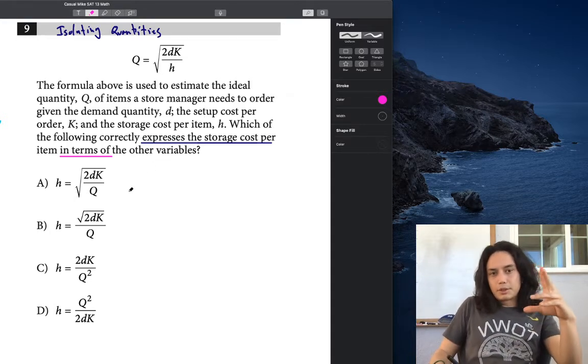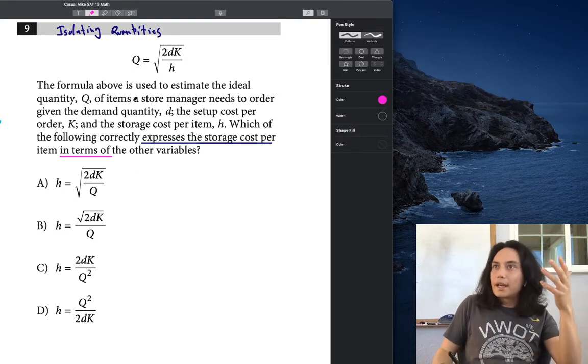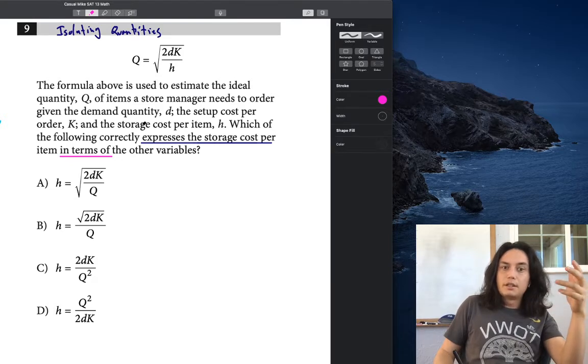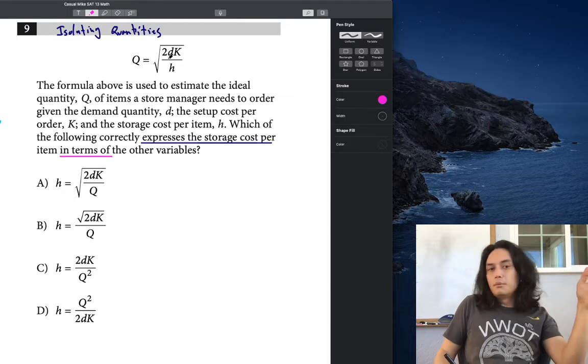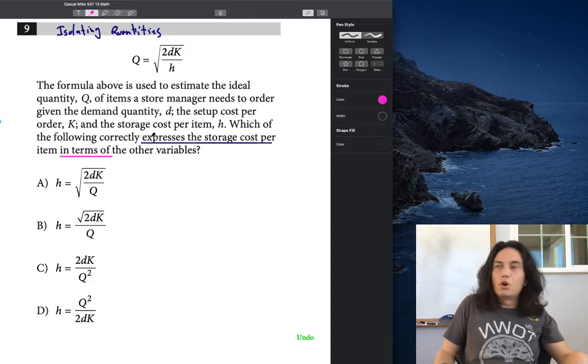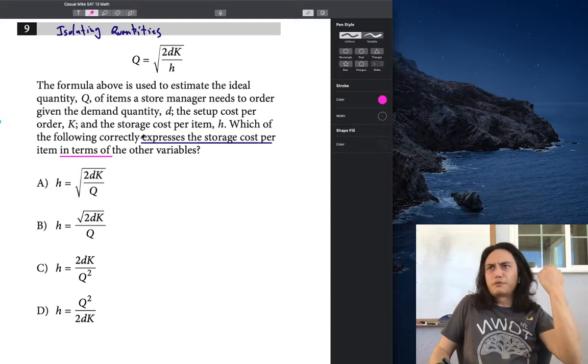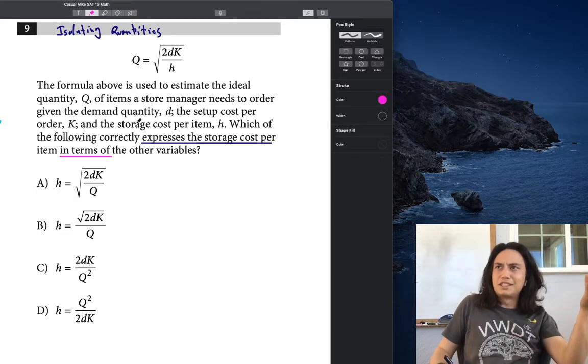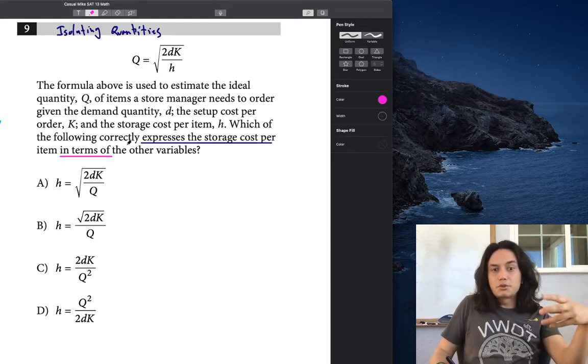And the reason why I'm spending so much time on this setup is that, as a result, it turns out that you don't actually have to care about what any of this stuff stands for. Instead, they're saying, hey, look at this equation. Could you please move things around so that H is alone on the left side? That's all they want. They're not asking you to figure out how many items they need to order given the demand or any of that. You don't have to interact with the meanings of these symbols. You just need to move them around so that H is alone.